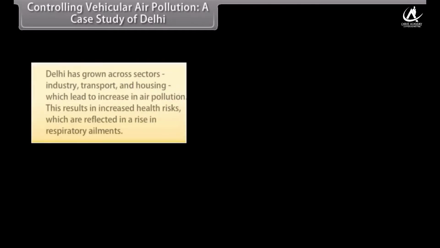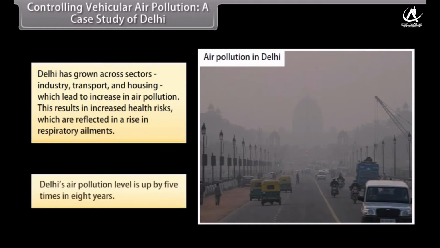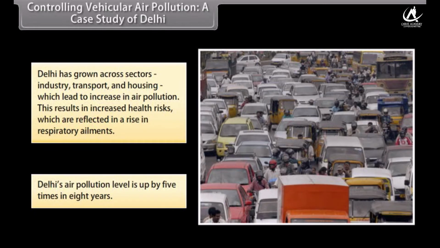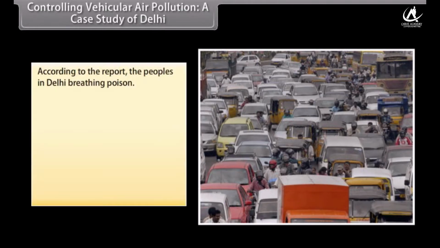Controlling vehicular air pollution, a case study of Delhi. Delhi has grown across sectors: industry, transport and housing, which lead to an increase in air pollution. This results in increased health risks, which are reflected in a rise in respiratory ailments. Delhi's air pollution level is up by 5 times in 8 years. According to the report, the people in Delhi are breathing poison.